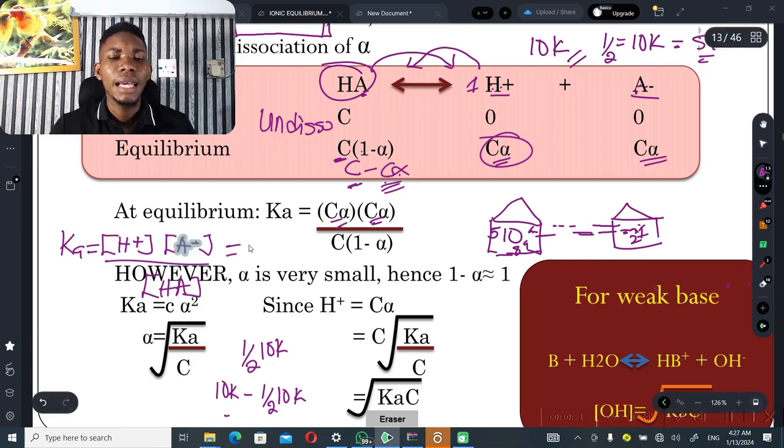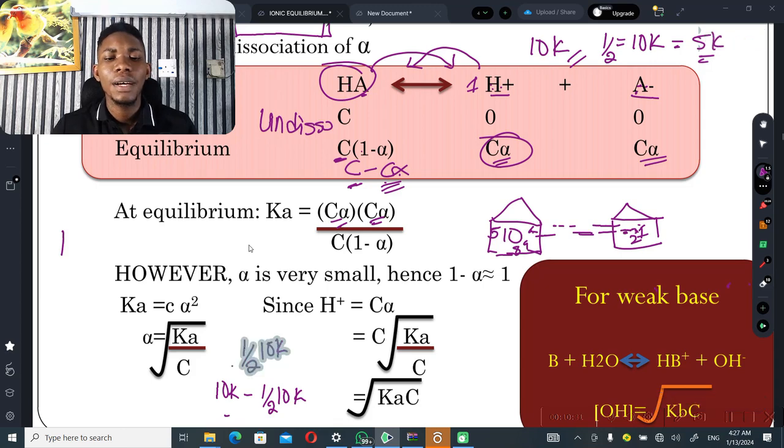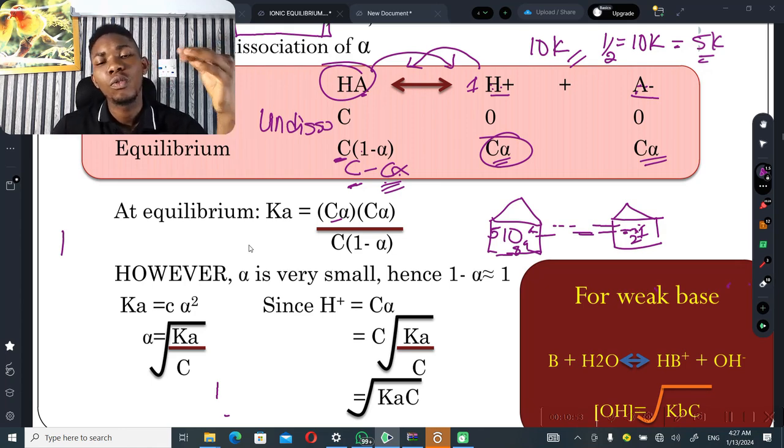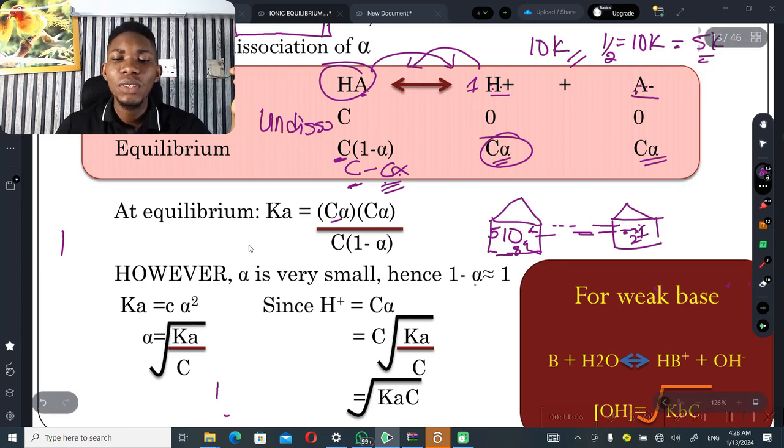Is that okay? Now, at the end of the day, what do you think we are going to have? C alpha times C alpha, my dear students, is going to give us C alpha square. True or false? But you may consider that 1 minus alpha is so small, meaning the amount that dissociated is so small. For a weak acid, you can consider it, because weak acids dissolve only partially in solution.